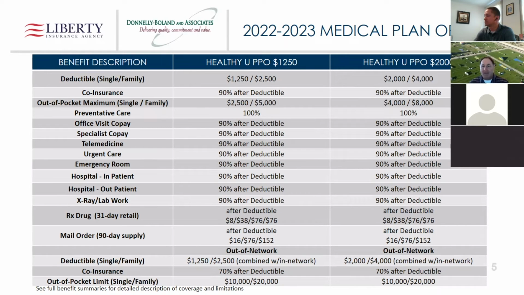Now, you'll notice these plans are called Healthy U plans, and they're called Healthy U for a reason. These two plans have a rider, if you would, associated with them. These two plans allow each adult member to earn up to $500 that is accounted for and kept by UPMC. You can earn up to $500 as an adult member to offset your deductible.